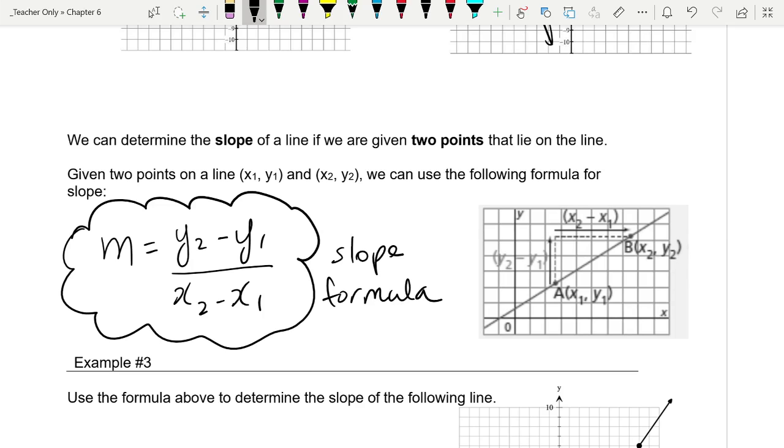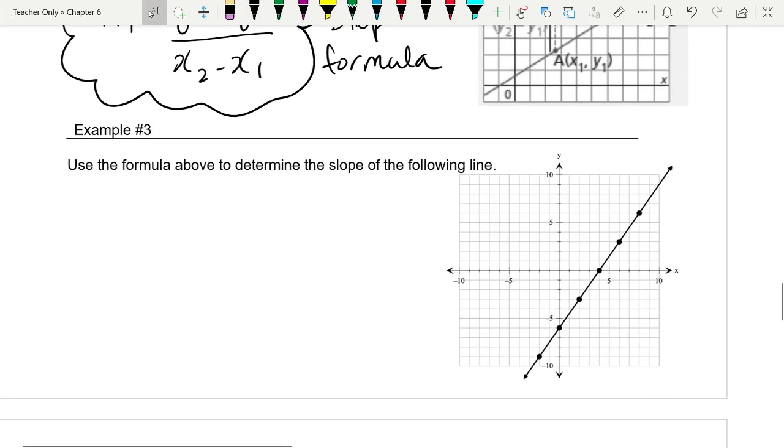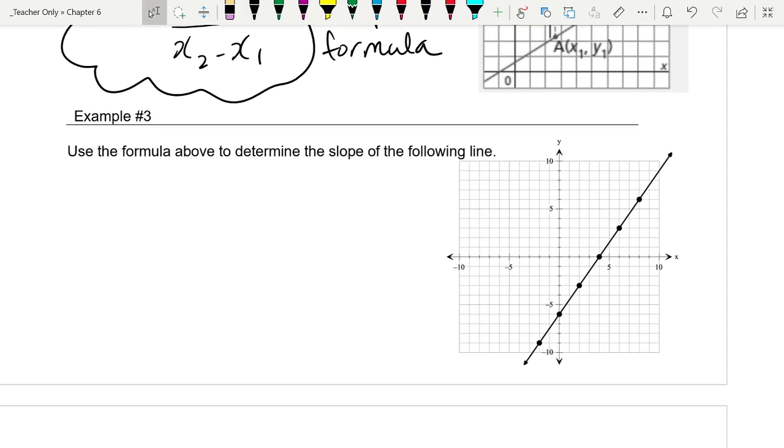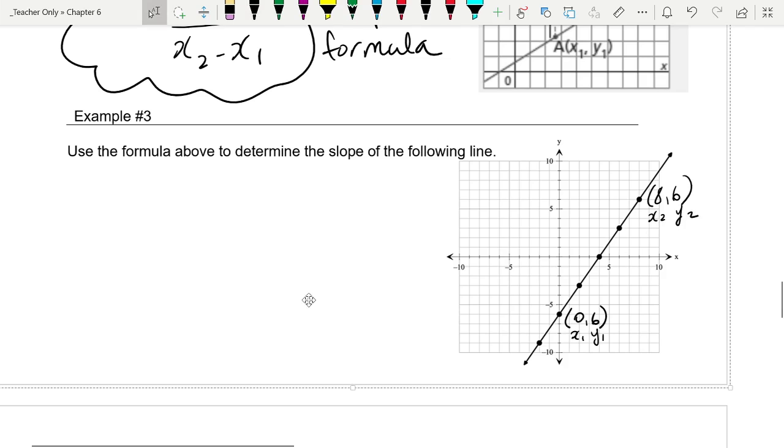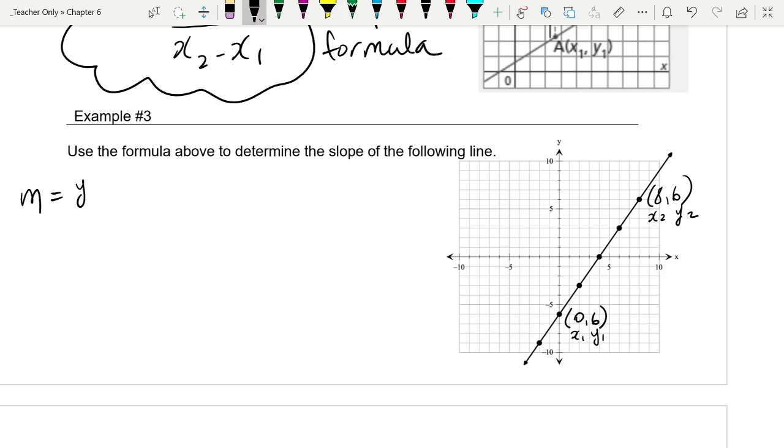And example 3 is nice enough to actually give us a picture, but we actually don't really need it if we just know the coordinates of the points. So I'll read a couple here. This one's 0, 6. And let's do one up here. What is this one? This one is 5, 6, 7, 8, so 8, 6. All right, let's find the slope. So I'm going to call this x1 and y1. And I'm going to call this one x2 and y2. So let's use my fancy new formula. My formula is slope is y2 minus y1 over x2 minus x1. So plug in those coordinates.